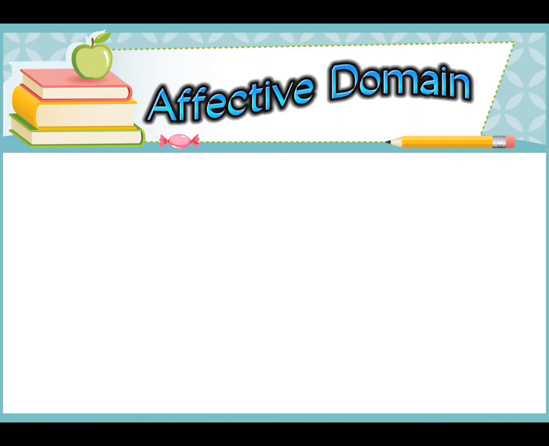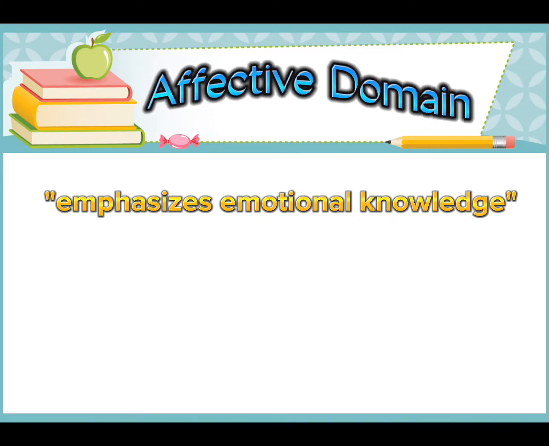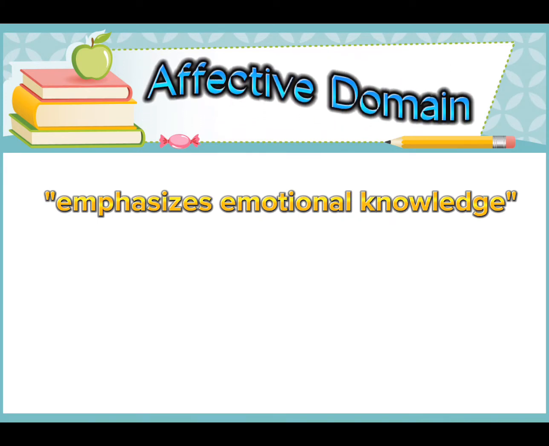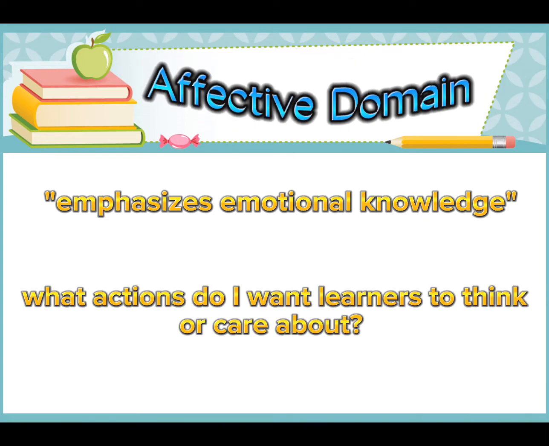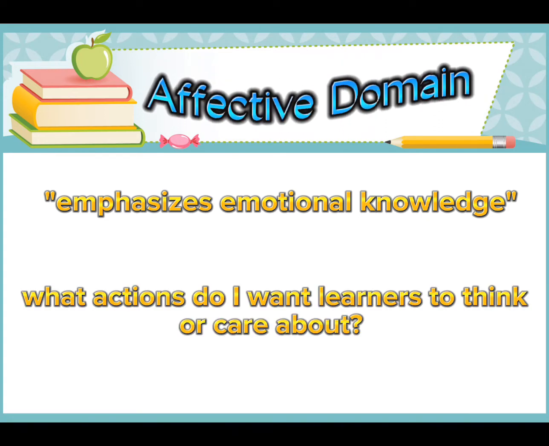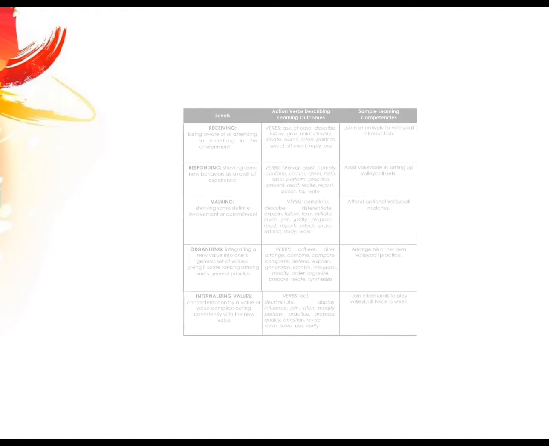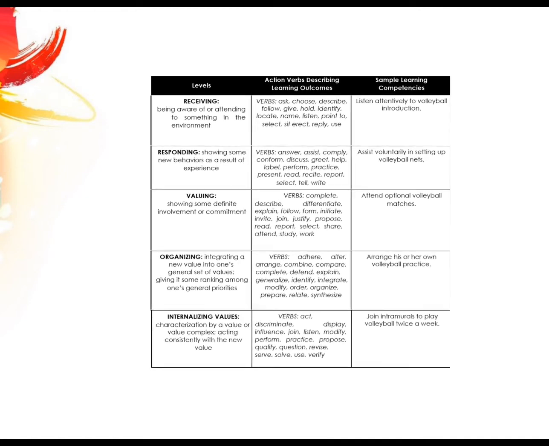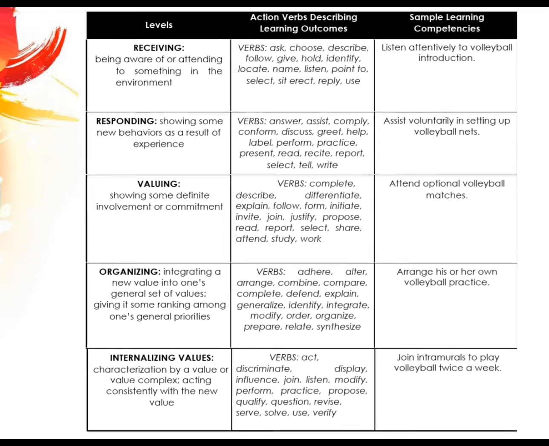Okay, so for the last domain, which is the affective domain, it is values, attitude, and interest, and it emphasizes the emotional knowledge. It tackles the question: what do I want learners to think or care about? So kindly refer to the example table in the affective domain. We can see the level, action verbs describing learning outcomes, and sample competencies.